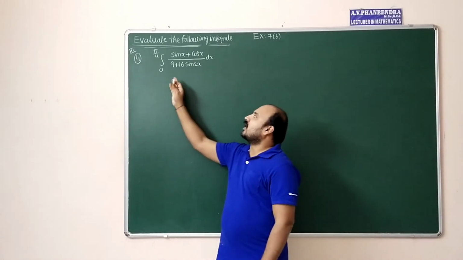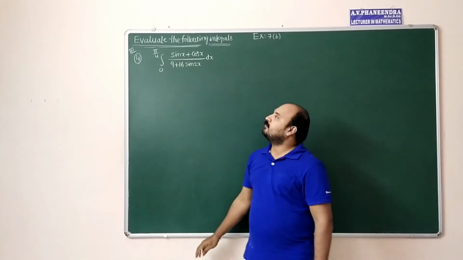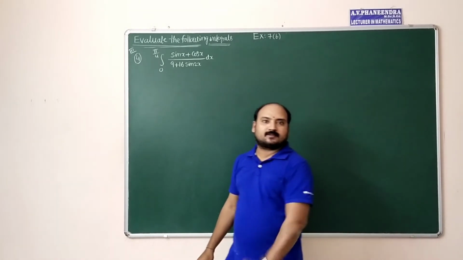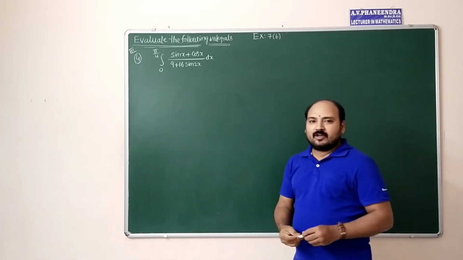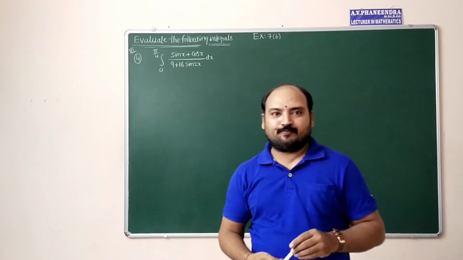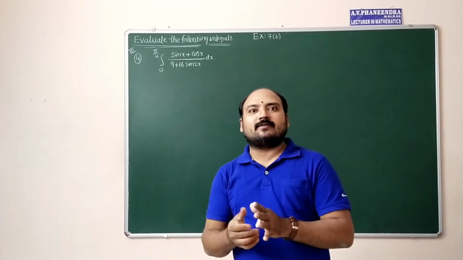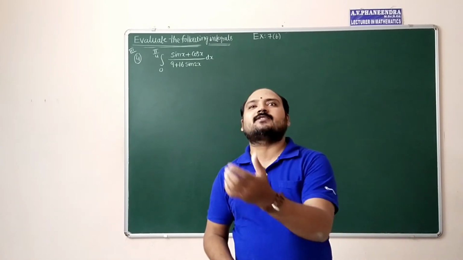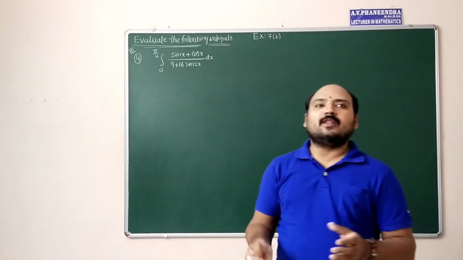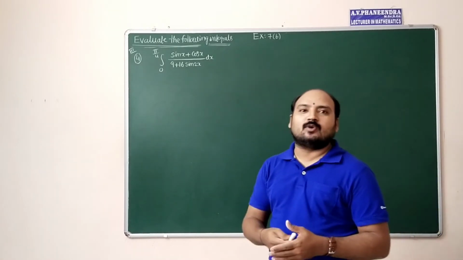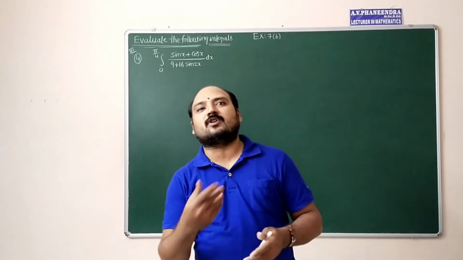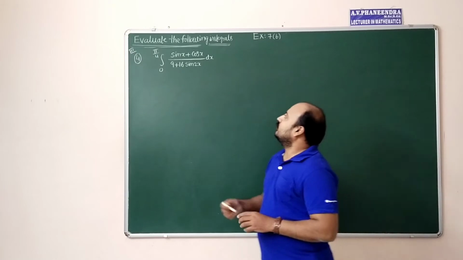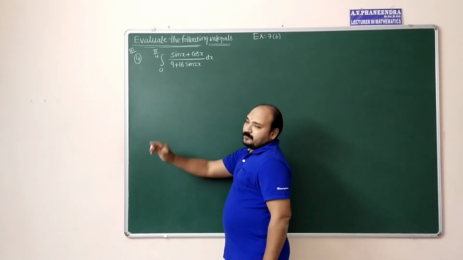The first question: evaluate integral 0 to pi by 4 of (sin x plus cos x) by (9 plus 16 sin 2x) dx. Whenever in the given integral sin x plus cos x is there, you can assume that sin x minus cos x as t. If sin x minus cos x is there, you can assume that sin x plus cos x as t. So, what is the use of that term? We will see that.